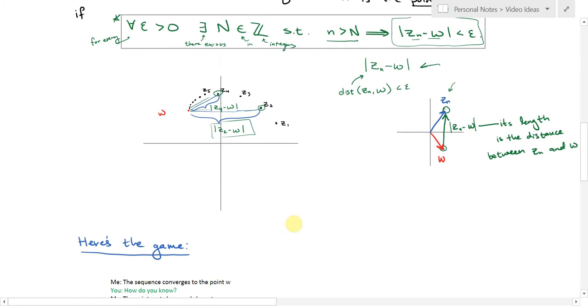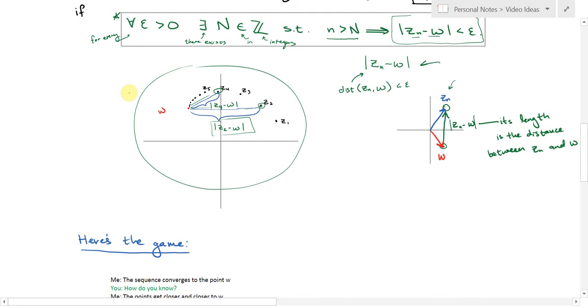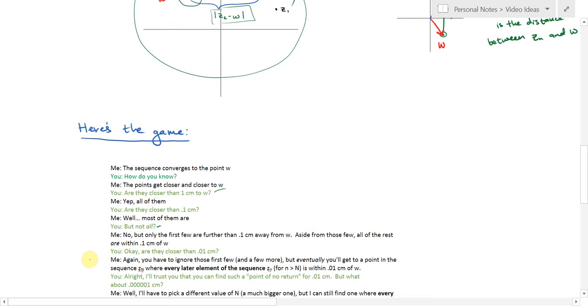So maybe 1 centimeter is that big, and all of them are within it. But maybe 0.1 centimeter is only that big, and I should have centered it at w, of course. The first 6 or so points may not be within a distance of 0.1 centimeter from w, but the rest of them are. Everything after the 6th point, 7th, and so on. So most of them are within there.